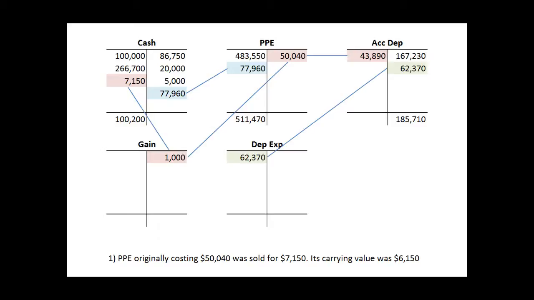Now, hopefully what you can see is this accumulated depreciation minus this minus this does not equal 185. We've got a gap there as well. And that is your depreciation expense for the year. So 167,230 minus 43,890. The difference is 62,370. That is your credit accumulated depreciation. That is your depreciation expense of 62,370.